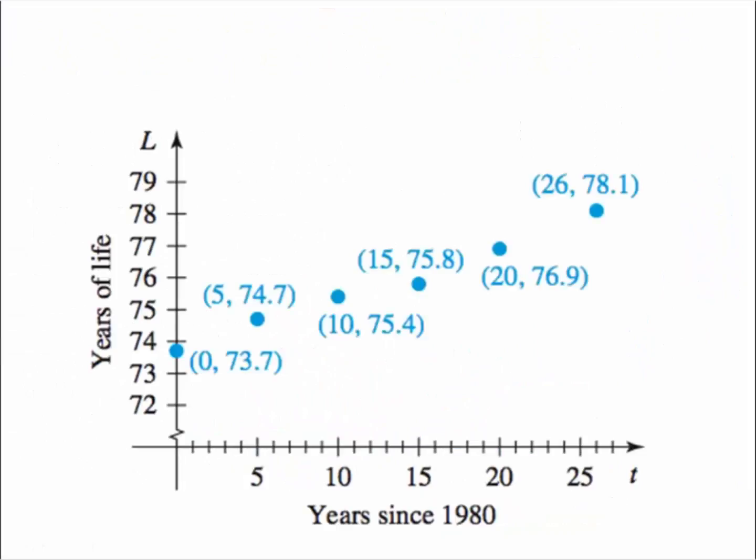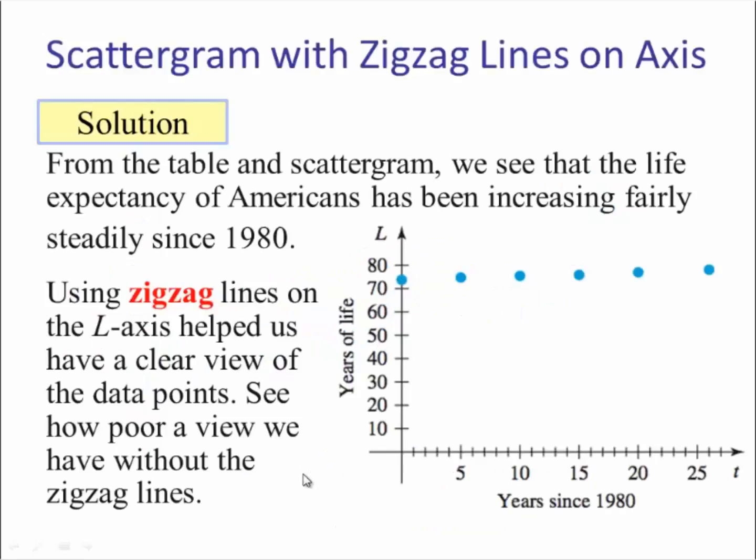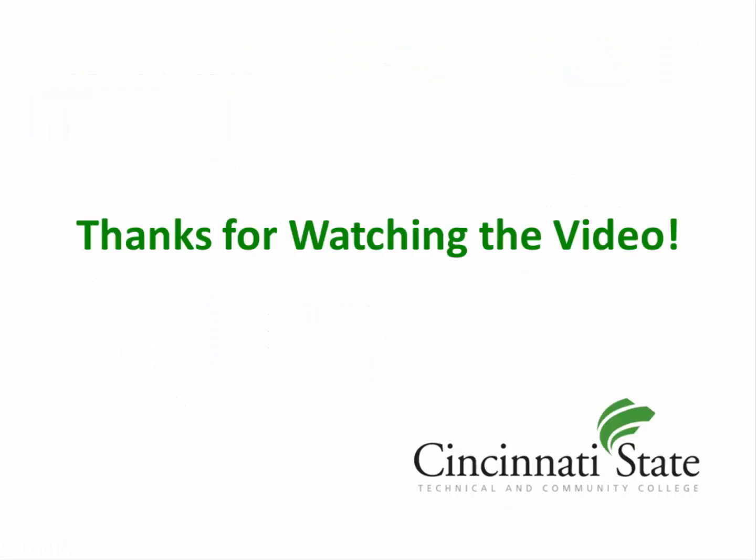So this is our scattergram. To answer our last question, we can see from the scattergram that life expectancy has been steadily increasing. Now this is to illustrate what the same data would look like if we did not use the zigzag lines. If we just plotted from 0 to our first data point, we see that this almost looks like a horizontal line. Thanks for watching.